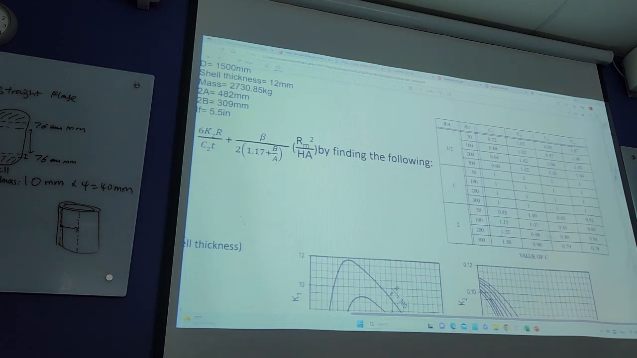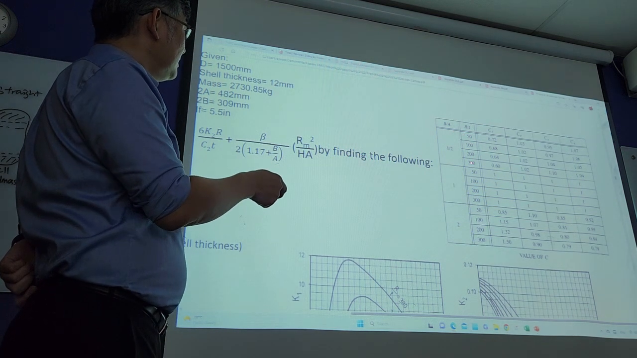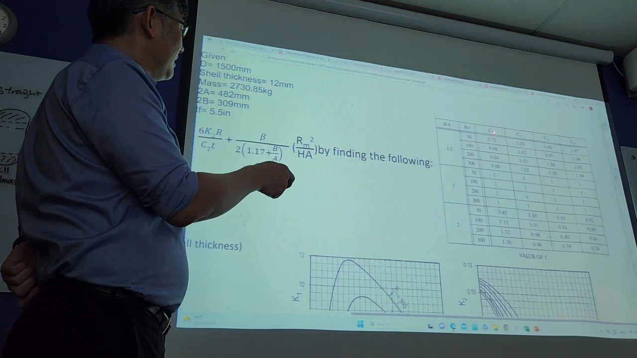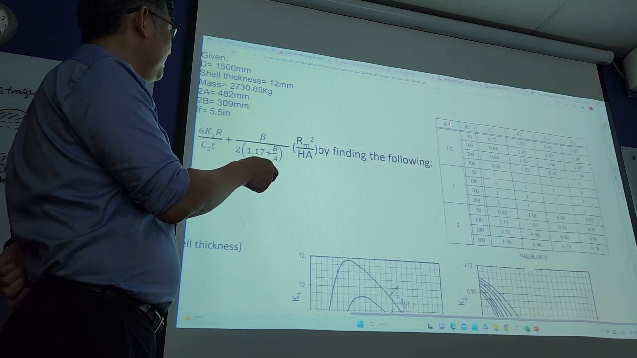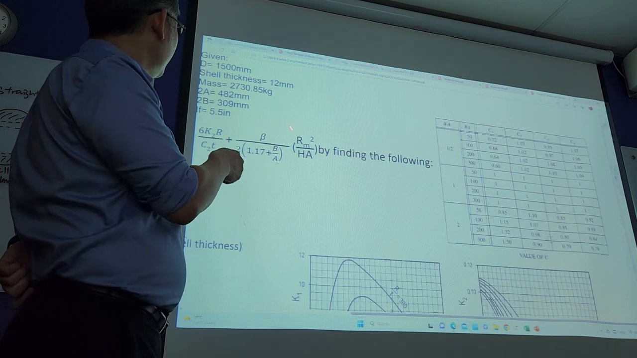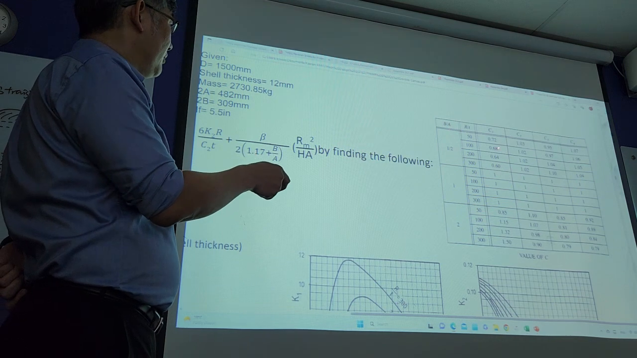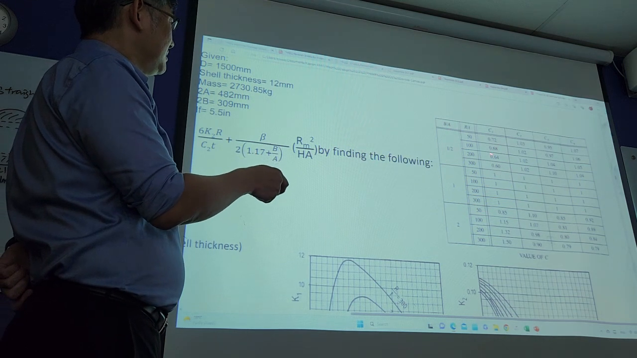This table allows us to find out the C or shape factor. So this R over T is important for us to find out the shape factor. And then B over A is also important, because 2A, 2B I showed you just now. You are able to find out B over A from here. They will also help us to find out C1, C2.